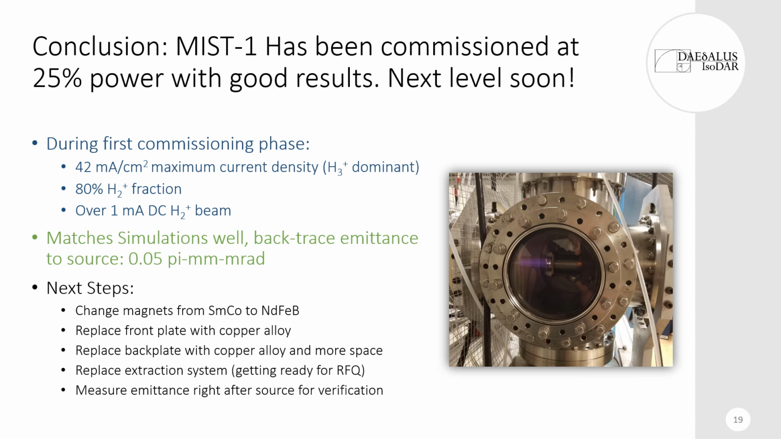So in conclusion, MIST-1 has been commissioned at 25% power with good results. We tried many different things and we had a lot of fun doing this. Not all of the things were successful, but in the end we were able to reach our phase 1 design goals. We're now upgrading the source, and hopefully at the next Ion Source conference we can present even more exciting results.